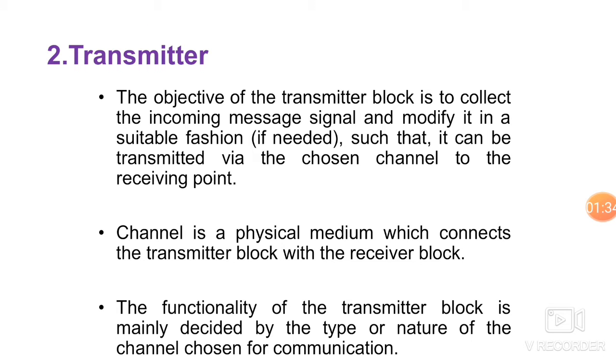Next is the transmitter block. The objective of the transmitter block is to collect the incoming signal, modify it to the suitable form needed for transmission, and transmit the signal to the receiver through the channel. Channel is a physical medium which connects the transmitter block with the receiver block. The function of the transmitter block is to decide the nature of transmission of the signal.